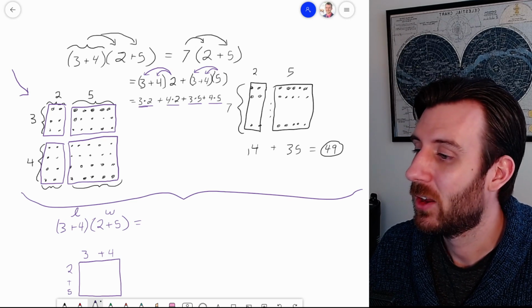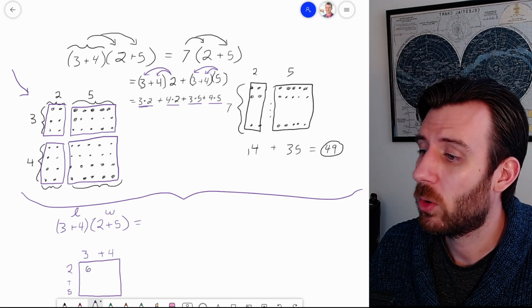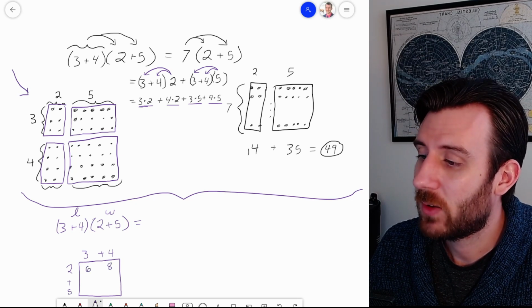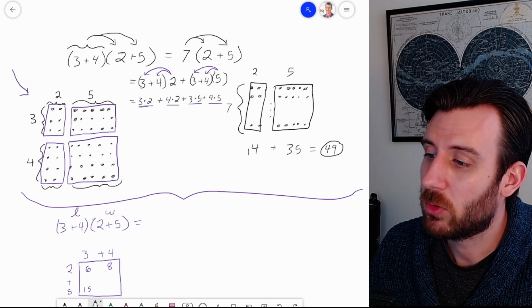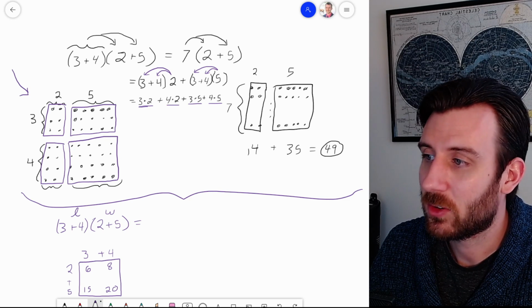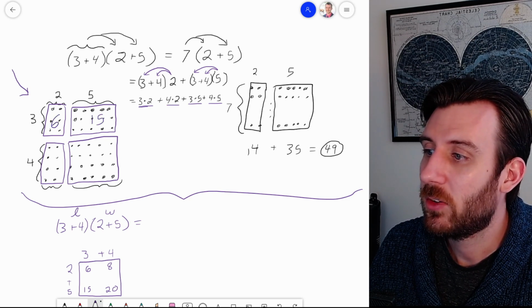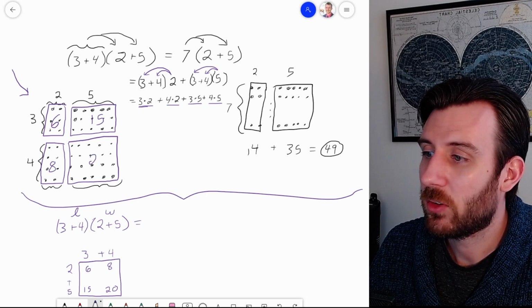All right, 2 groups of 3 is just going to be 6, 2 groups of 4 is 8, 3 groups of 5 or 5 groups of 3 is 15, and 5 groups of 4 or 4 groups of 5 is 20. And again, we've just simply recreated this entire rectangle. Up here is our 6, this here is our 15, this down here is our 8, and this right here is our 20.